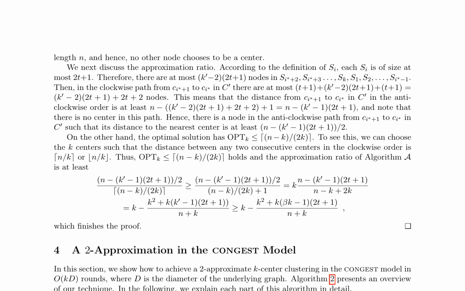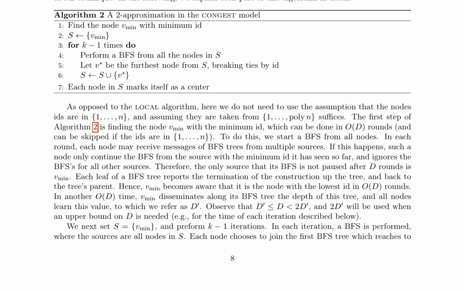Comparing this to the optimal solution, where OPTK is less than or equal to nk, 2k, yields an approximation ratio of at least n, k, 1, 2t plus 1, 2, nk, 2k, which is greater than or equal to n, k, 1, 2t plus 1, nk plus 2k, equals k squared plus k, 1, 2t plus 1, n plus k.